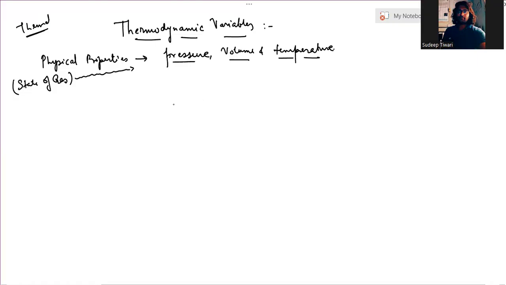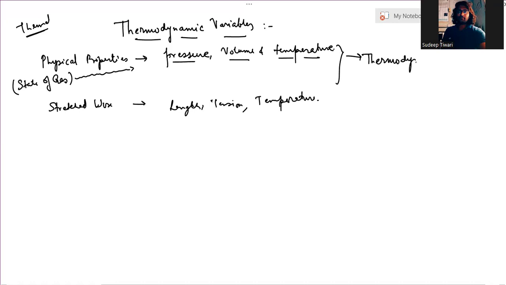Similarly, if I have a stretched wire, I need to define two things, that is length and tension. And if there is some change in temperature, then temperature will also be another thermodynamical variable. So these physical properties in which I'm characterizing the state of the system are called thermodynamical variables. So pressure, volume, and temperature are thermodynamical variables which define the physical property of the gas, or simply the state of the gas.